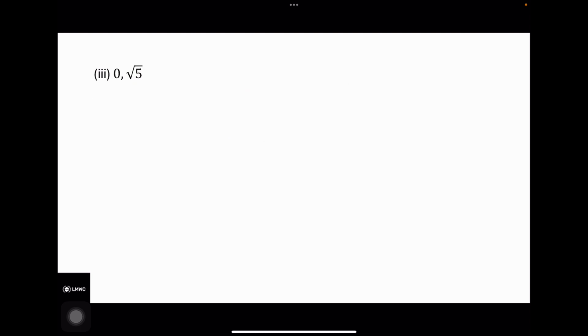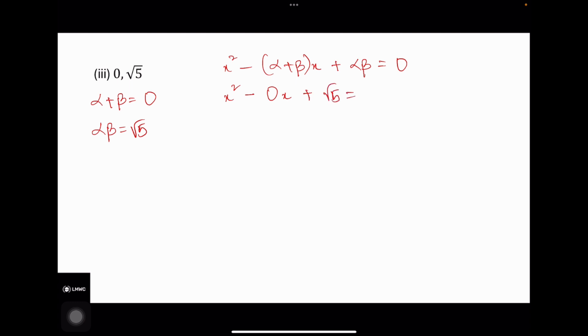Third question, alpha plus beta is equal to 0, alpha into beta equals root 5. Let's write down the formula: x squared minus (alpha plus beta) times x plus alpha into beta equals 0. Replace the values: x squared minus 0 times x plus root 5. 0 times x is 0, so no need to write the middle term. Directly we write x squared plus root 5 equals 0, which is our final answer.